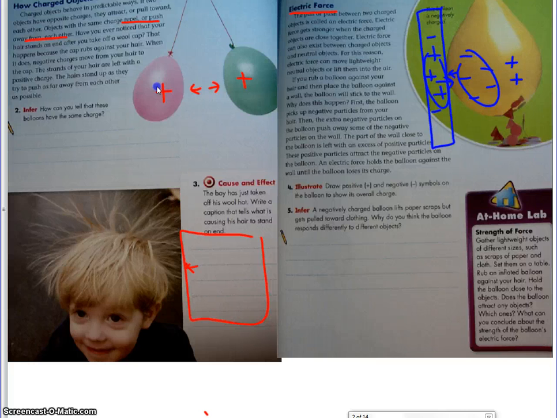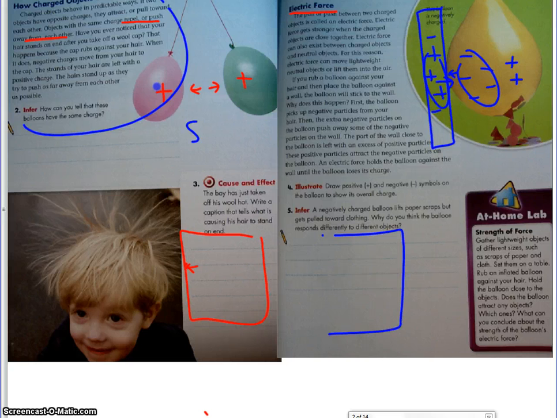And number 5, a negatively charged balloon lifts paper scrap but gets pulled towards clothing. Why do you think the balloon responds differently to different objects? And that kind of goes back to our push-pull on this page over here. So you might want to look back on this section for number 5. Why would it pull against some things and push against others? So put that on your post-it note here.